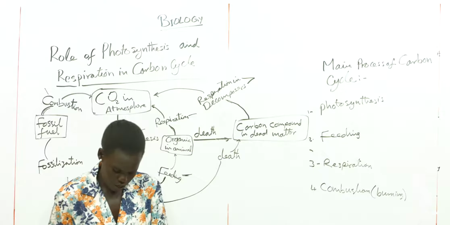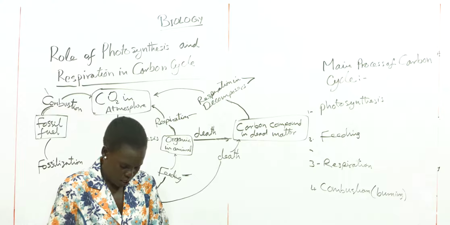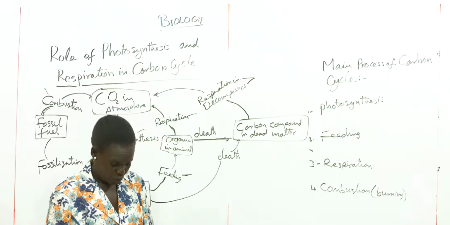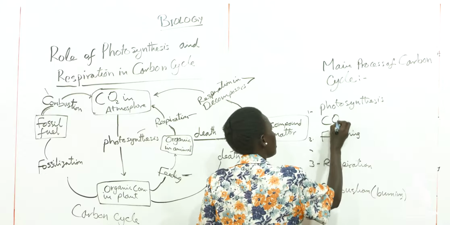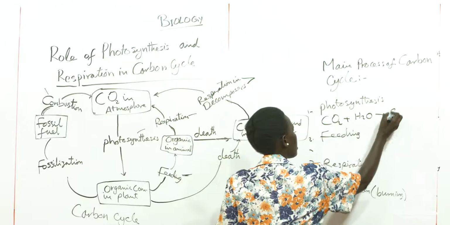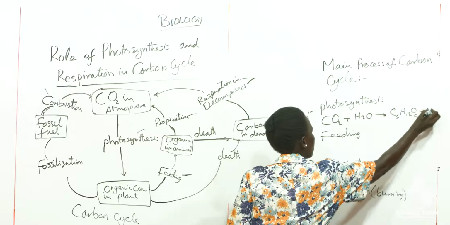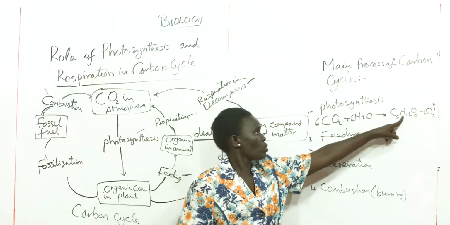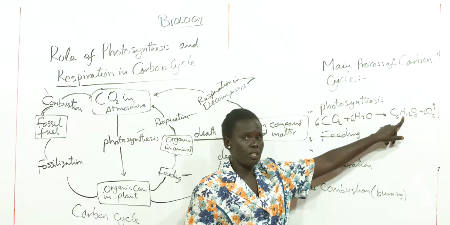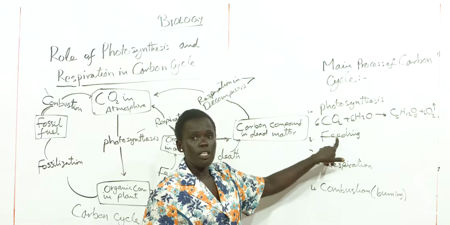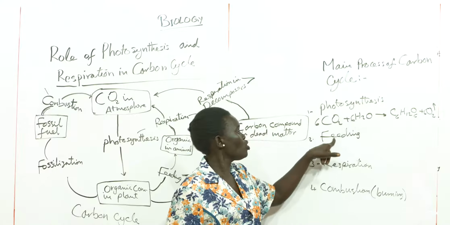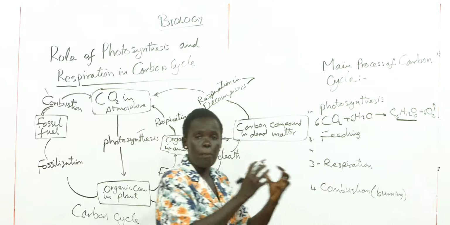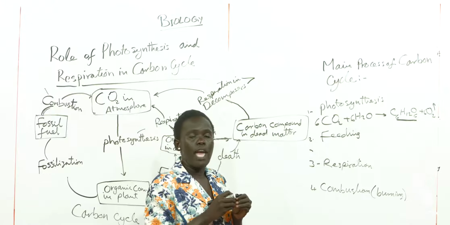We know very well in photosynthesis, green plants take in carbon dioxide and water to produce glucose. Carbon dioxide plus water will give us glucose. This glucose will be taken by the animal as a nutrient into the body of living organisms through the process of feeding. That means this organic compound can be taken from the plant and is stored in the body of the animal through feeding.